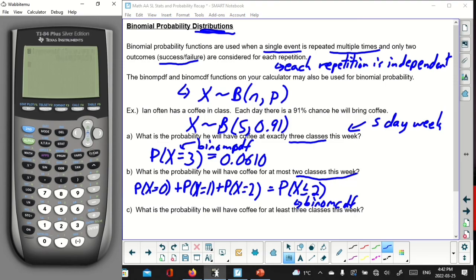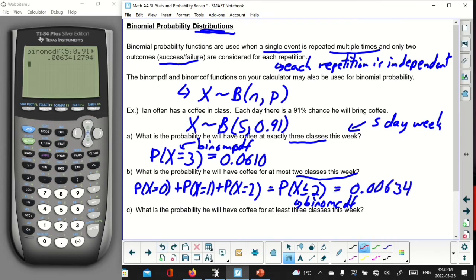So I'm going to clear everything here. I'll hit second vars again to get to those distributions. And I go down and I find binomCDF. This time I tell it once again, there are 5 trials, 5 days we're talking about. Probability of success is 0.91, and I put in the x value is 2. binomCDF finds the probability of up to 2 successes. And we get that this is 0.00634, which seems really low, but remember, it's very likely that Ian will have coffee in class.